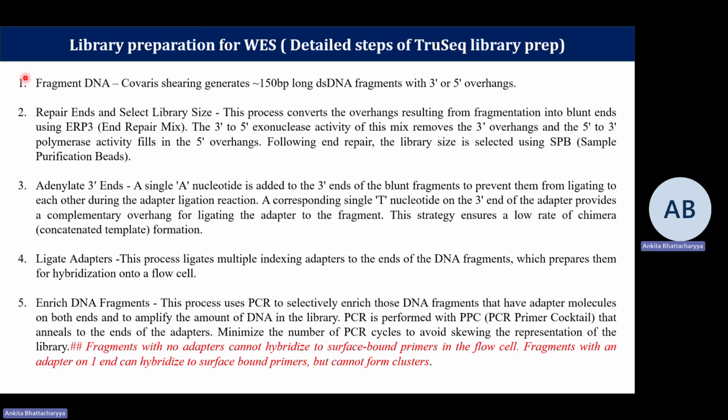So most commonly for TruSeq library, what is done is Covaris shearing is carried out. Covaris is a very sophisticated ultrasonicator, like I've mentioned previously, and depending on what settings you are utilizing, you can control the length of the fragments which will be generated as a consequence of this shearing. So usually around 150 base pair long double-stranded DNA fragments are generated, and they also have 3' and 5' overhangs. Next, what do?